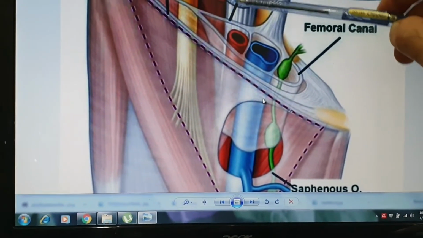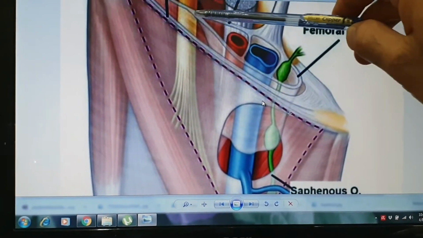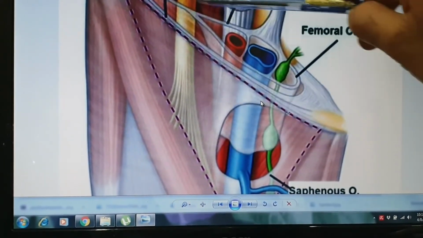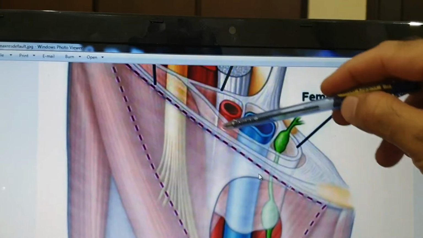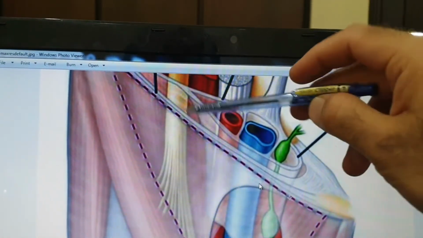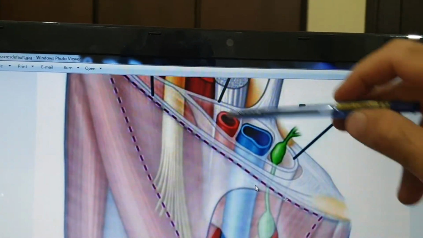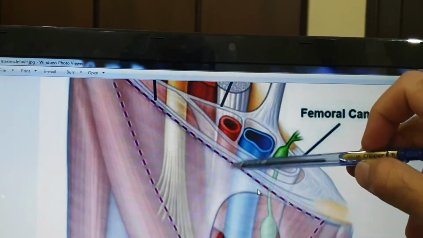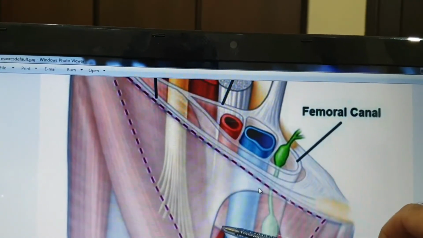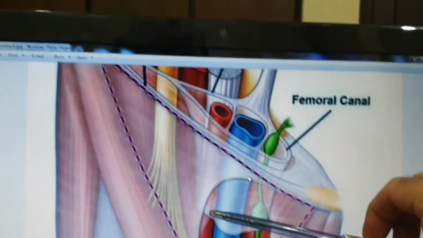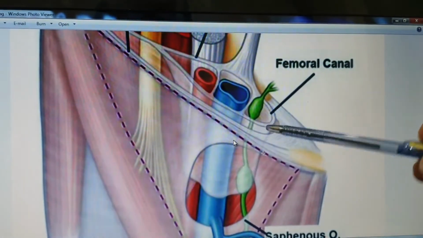And this is the psoas major coming down here, and this is the iliacus muscle which is coming down over here. Now this structure which is lying behind the inguinal ligament is the femoral sheath, and you can see it extending a few centimeters below the inguinal ligament into the upper part of the thigh.